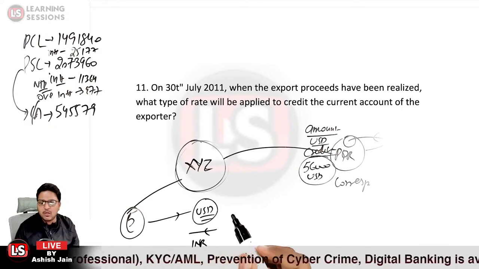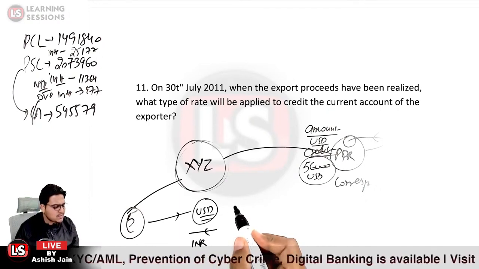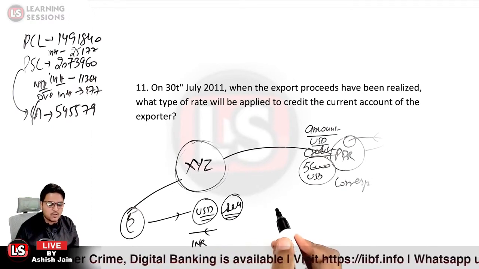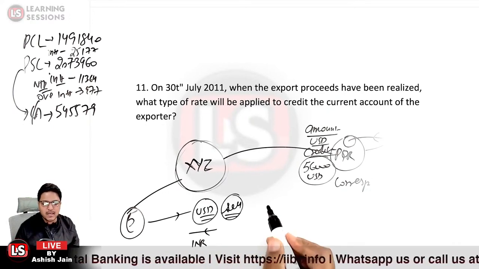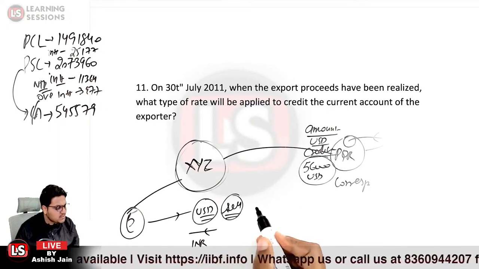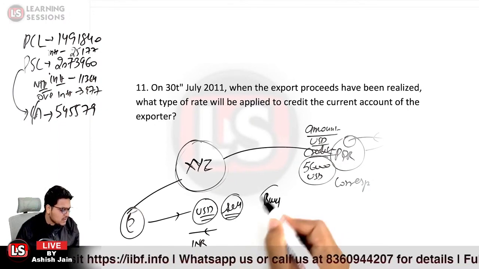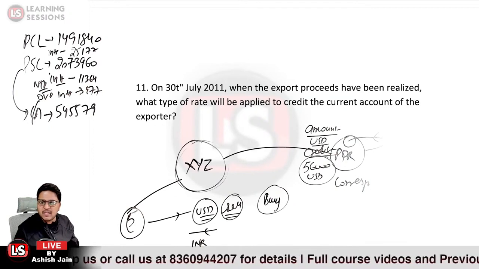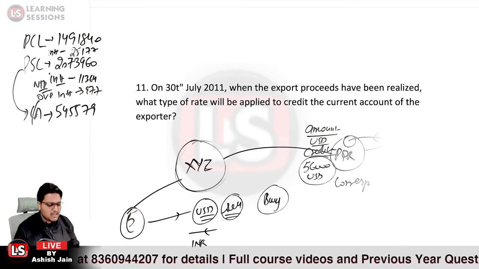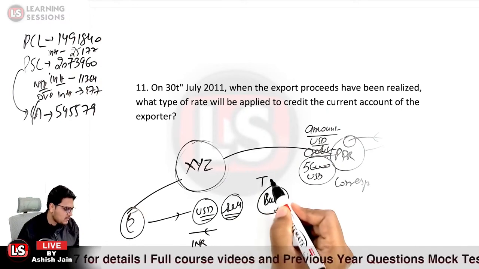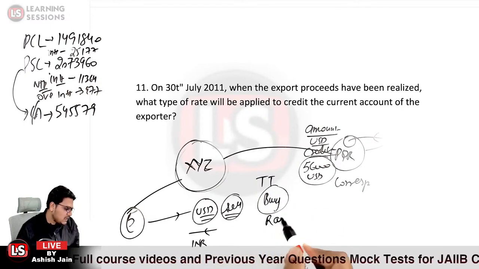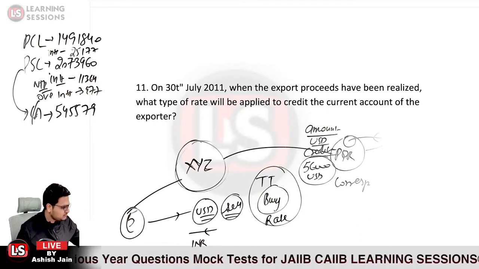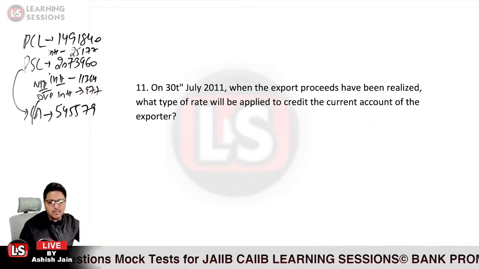Now at what rate would he be able to sell these USDs? He will be able to sell them at the buying rate, the rate at which the market or the banks are ready to buy. So what rate would be applicable, because the USDs are already credited? The telegraphic transfer rate is applicable, and it will be the TT buying rate. So the answer to question number 11 is: the TT buying rate would be applicable.